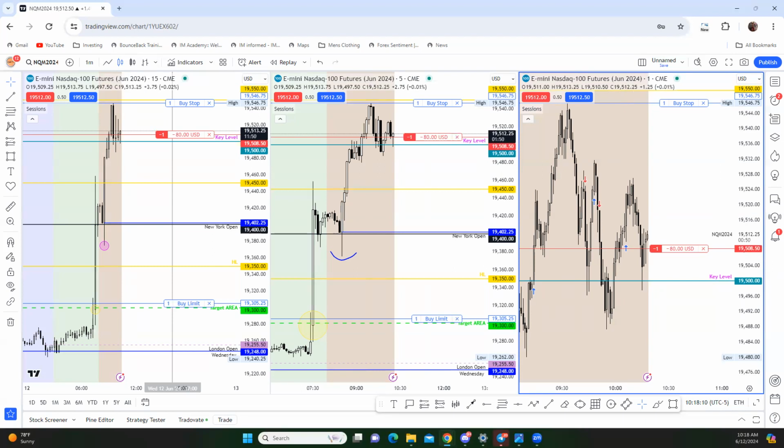$19.5 is just such a solid level right now. ES not showing any signs of strength. The only one that's showing the strength right now is NQ. So it's just, it's just frustrating kind of, but it is what it is.